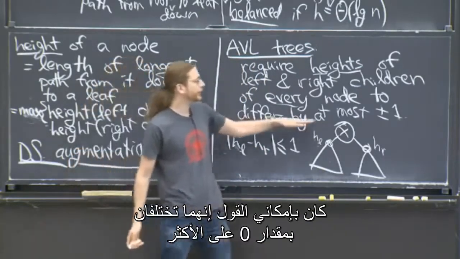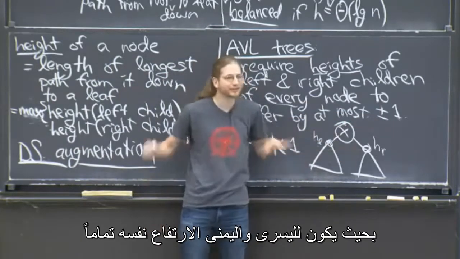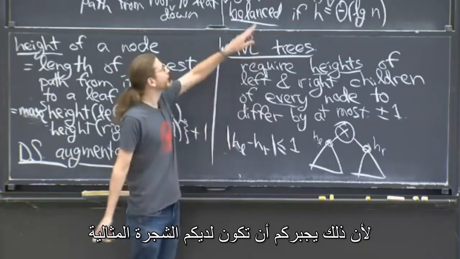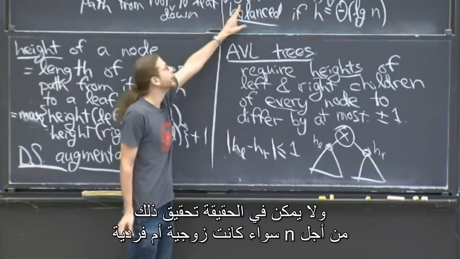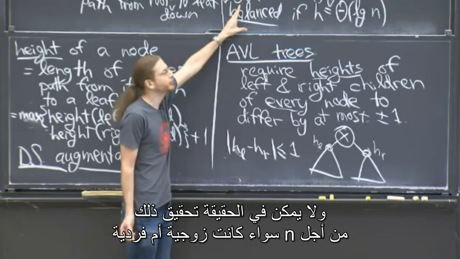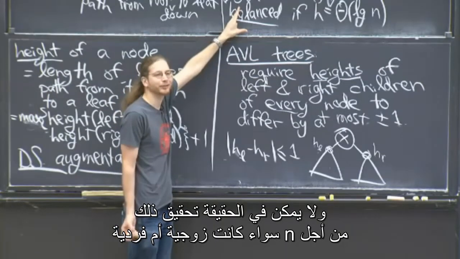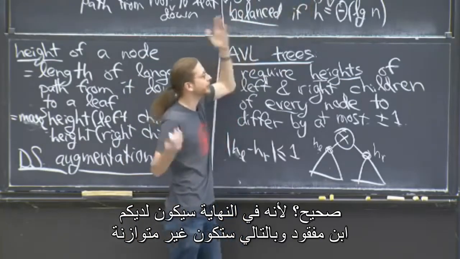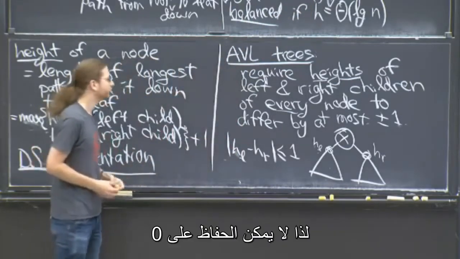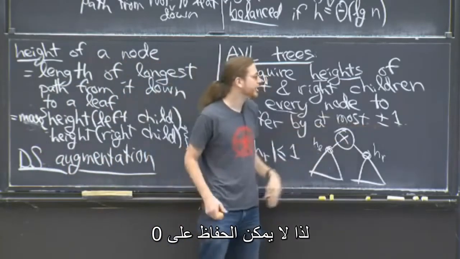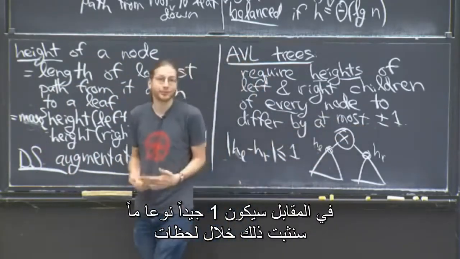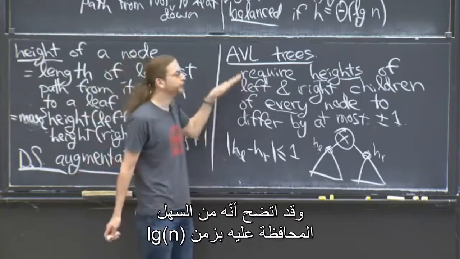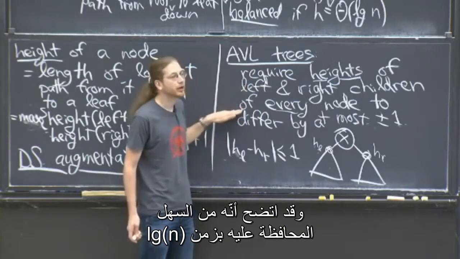Now, I could say differ by at most 0, that the left and the right have exactly the same heights. That's difficult, because that really forces you to have exactly the perfect tree. And in fact, it's not even possible for odd n or even n, because at the very end, you're going to have one missing child, and then you're unbalanced there. So 0 is just not possible to maintain. But 1 is almost as good, hopefully. We're going to prove that in a second. And it turns out to be easy to maintain in log n time.